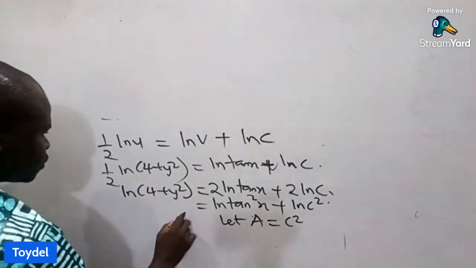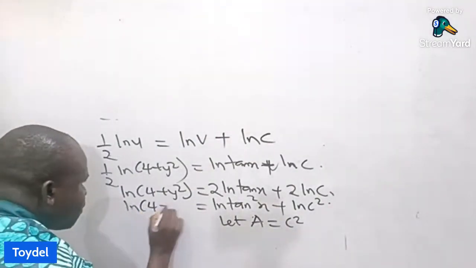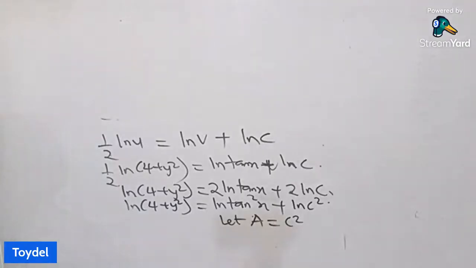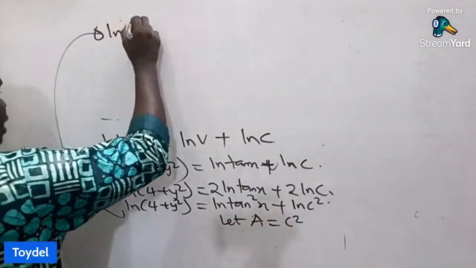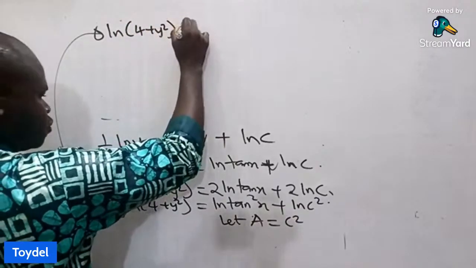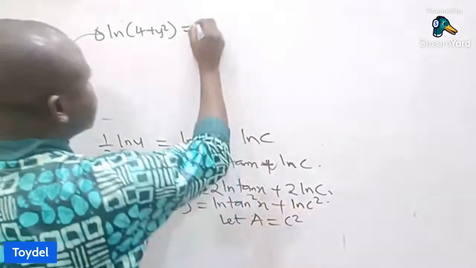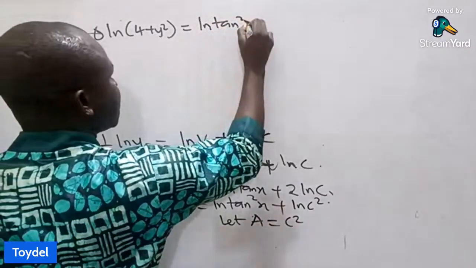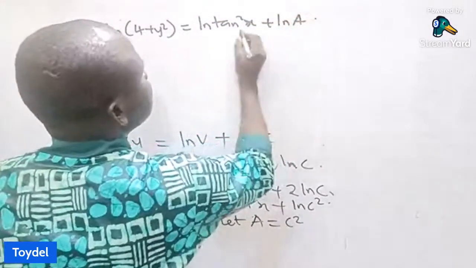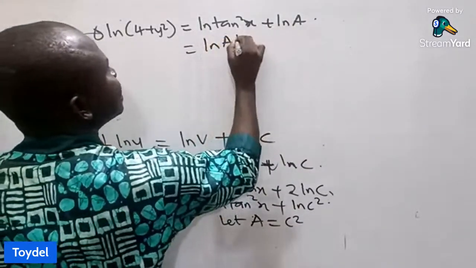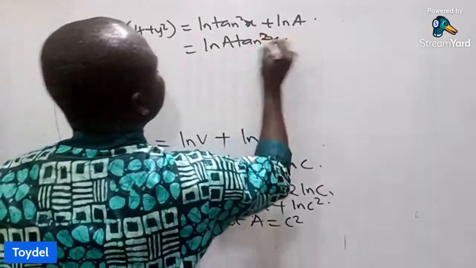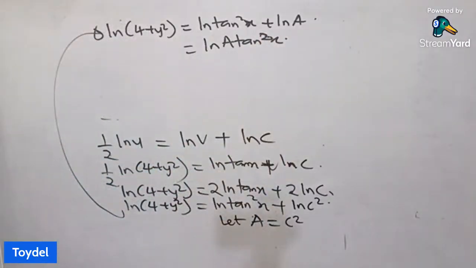From this point now, we have ln of 4 plus y squared to be that. So I can combine the two. This is ln of 4 plus y squared to be equal to, I can combine these two now to be ln tan squared x plus ln a. When it's addition, I can change this to ln a tan squared x. That's law of logarithm.